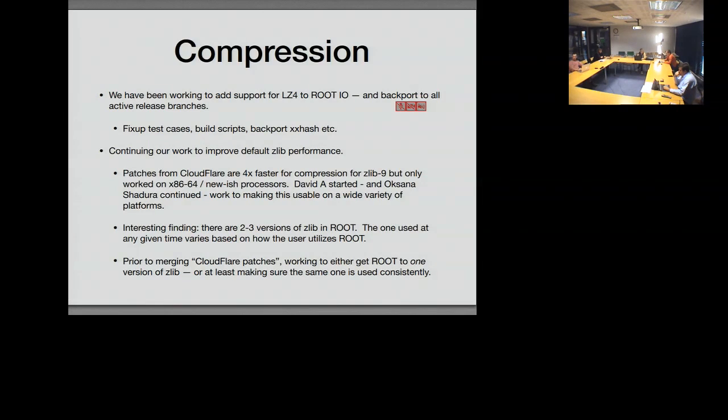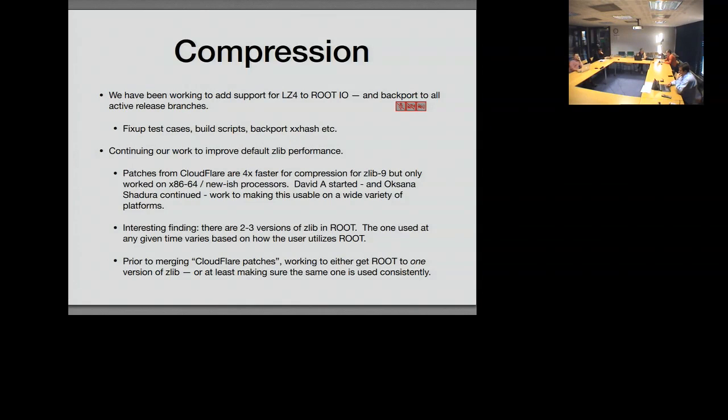And the other one that we're hopefully nailing down is our work for the default zlib performance. If you remember, patches from Cloudflare, for example, are 4 times faster for compression at level 9 for zlib, but really it only worked on x86 64-bit and fairly new processors compared to what you see on the grid. So David started, and Oksana is continuing work to make this more widely usable and something that we can just have in as part of the ROOT build.